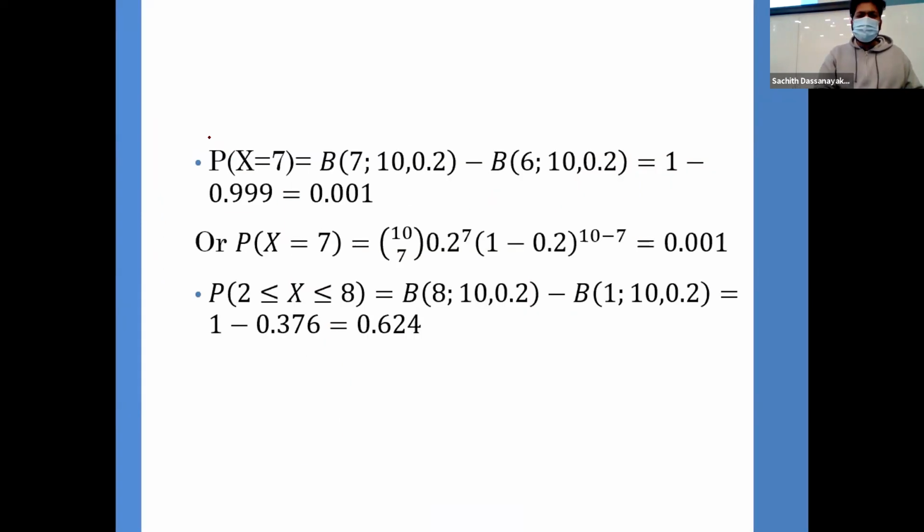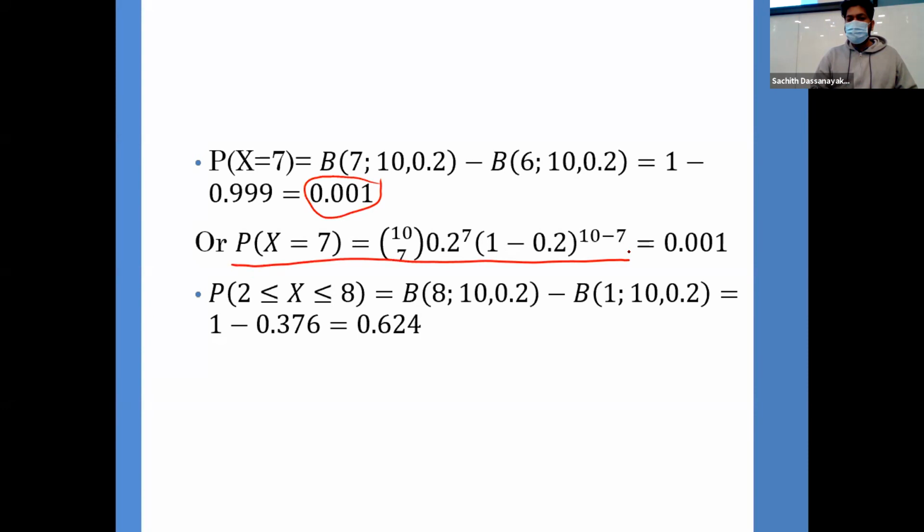So if you need to find x equals 7, it is F7 minus F6. So how do you find F7? Go to the table, the n equals 10 table part, and find F7 and F6 in the 0.02 probability column. Subtract them and find the value. Here F7 is 1 and F6 is 0.99999. So the value is this. Clear?